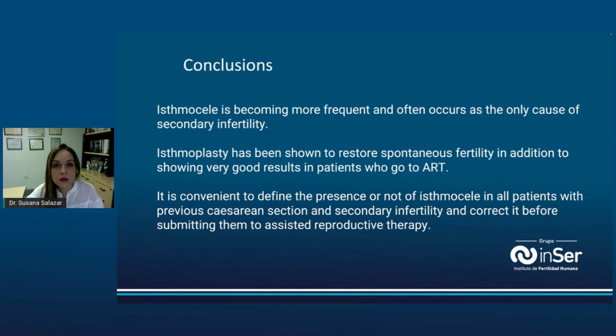My conclusions on isthmocele in infertility are: isthmocele is becoming more frequent and often occurs as the only cause of secondary infertility. Isthmoplasty has been shown to restore spontaneous fertility in addition to showing very good results in patients who go to ART. It is convenient to define the presence or not of the isthmocele in all patients with previous C-section and secondary infertility, and correct it before submitting them to assisted reproductive therapy.